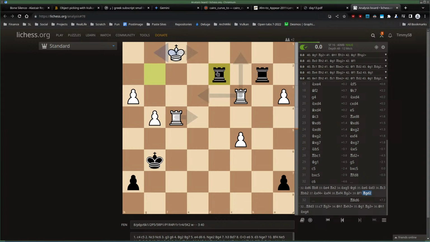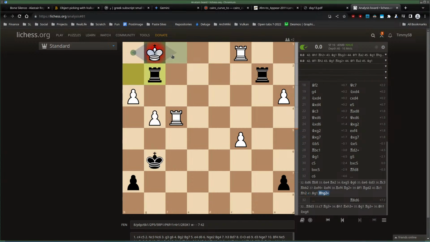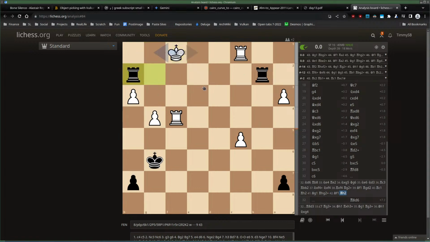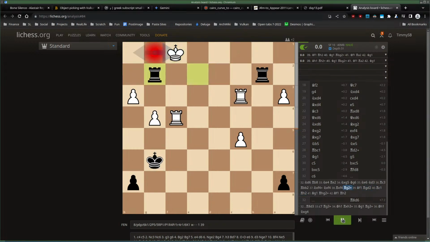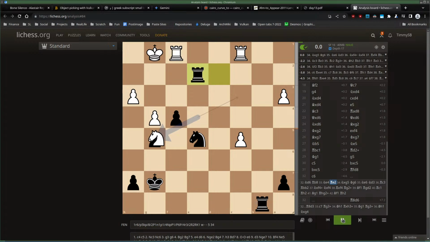The repetition, because let's say we try that. No, it's still repetition because I threatened to give mate here. Can't do anything about that. Infinite check. But yeah, that would be a lame draw.